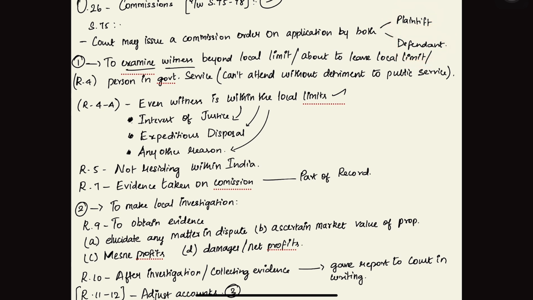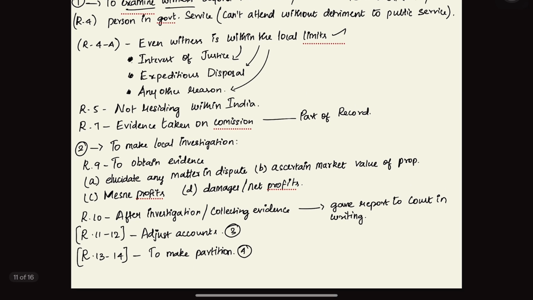So the purpose of issuing commission is to examine witnesses, those who are beyond local limit or about to leave local limit, or even a person in government service when their attendance cannot be obtained, because their public service will be compromised when they are present inside the court, and the court doesn't want to waste their time as well. So the court doesn't want to compromise the public service, and so the court may appoint a commission and examine them. This applies only to persons in government service.